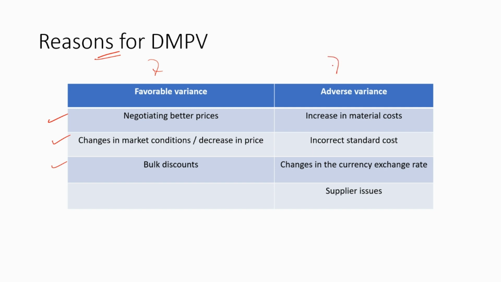And on the other hand, adverse variances: increase in material costs, incorrect standard cost, changes in the currency exchange rate, supplier issues. These will result in adverse variances under direct material price variance. As we discussed earlier, direct material total variance can be divided into two parts: direct material usage variance and direct material price variance. So, this equation will provide a relationship between each of these variances. Now, let's use this equation on the earlier example.